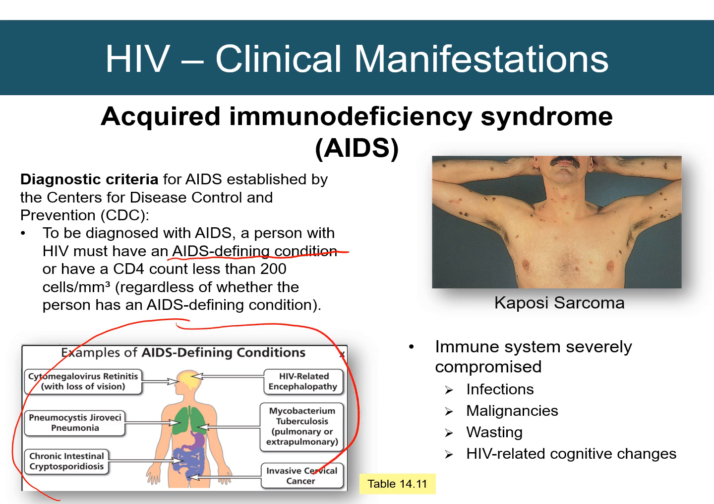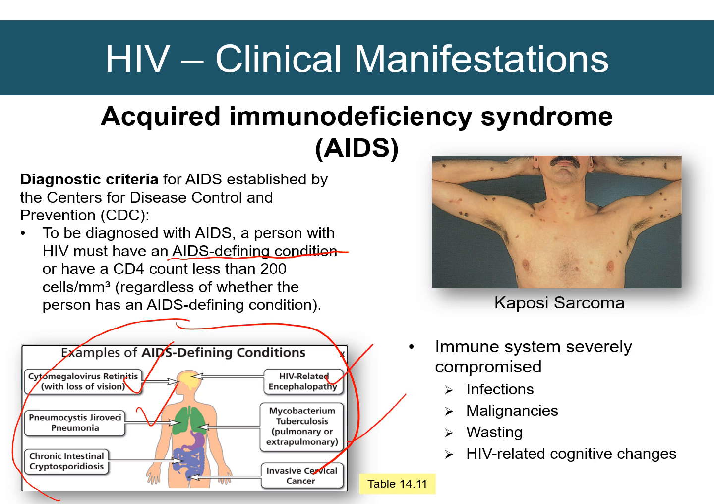So that's one way to diagnose a patient: having HIV and an AIDS defining condition, or they have a CD4 count less than 200. If it's less than 200, then they don't necessarily need an AIDS defining condition to be diagnosed. So those are the two things. Just be familiar with the names of these conditions.